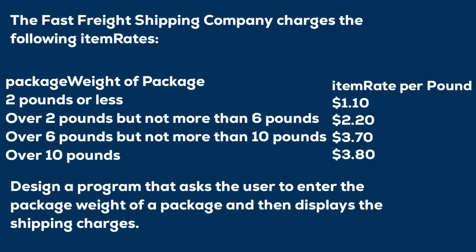The Fast Freight Shipping Company charges the following item rates: package weight, item rate per pound. 2 pounds or less, $1.10. Over 2 pounds but not more than 6 pounds, $2.20. Over 6 pounds but not more than 10 pounds, $3.70. Over 10 pounds, $3.80. Design a program that asks the user to enter the weight of a package and then displays the shipping charges.